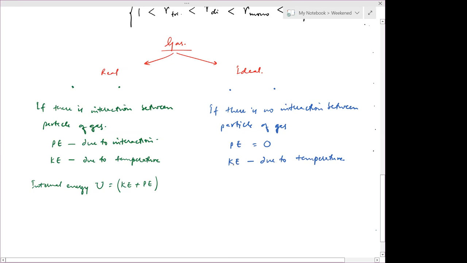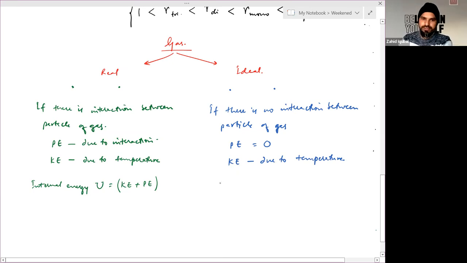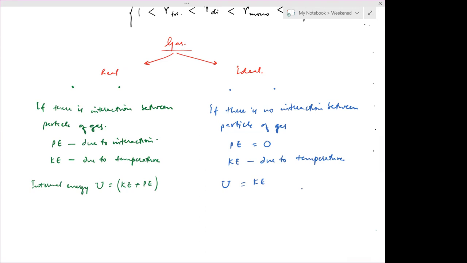Now, if you add these two energies to define the internal energy of this particular gas, you can say internal energy equals just kinetic energy, and it will be defined by the temperature of this particular system only, since there is no interaction between the particles, or you can say there will be no potential energy stored in this system. Aisha, any doubt? No, sir.